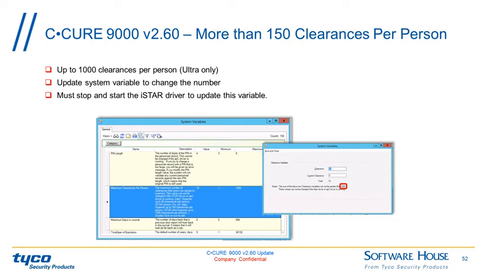And you can update this system variable to change the number so that you can set up the number of clearances. For example, it used to say 150, now it says the sum of the clearances and custom clearances can be no greater than 1,000. Then you need to stop and start the RStar driver to update this variable.